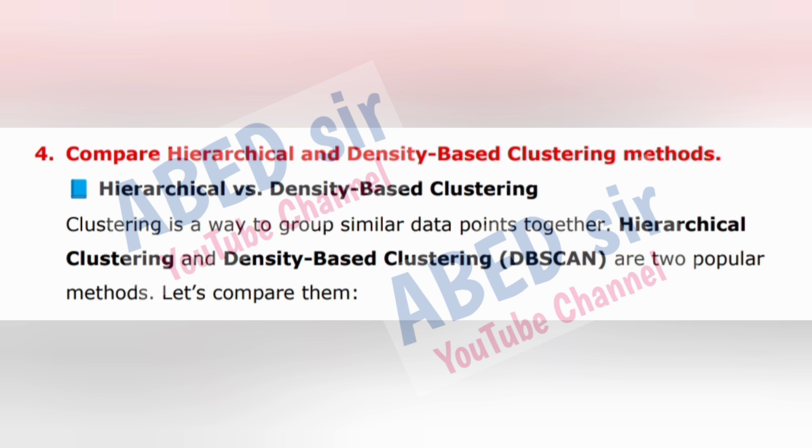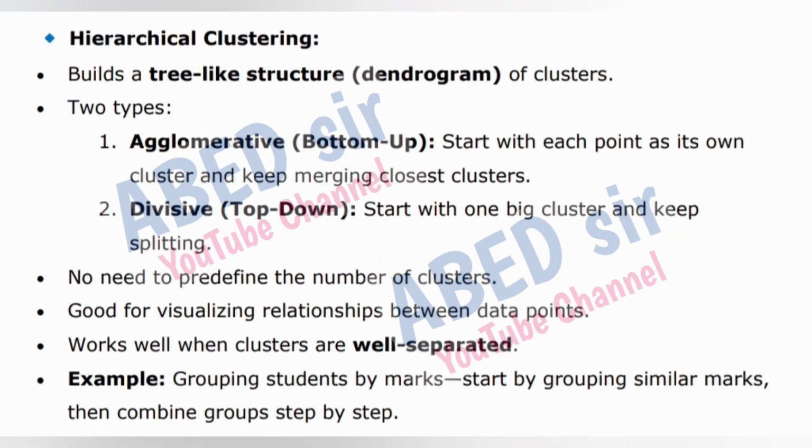Let's compare them. Hierarchical clustering builds a tree-like structure, a dendrogram, of clusters. Two types. 1. Agglomerative, bottom-up: start with each point as its own cluster and keep merging the closest clusters. 2. Divisive, top-down: start with one big cluster and keep splitting.